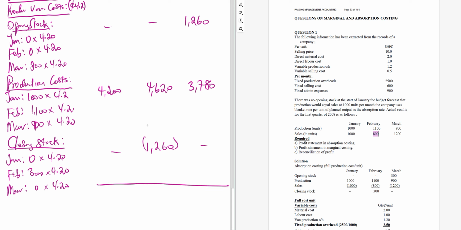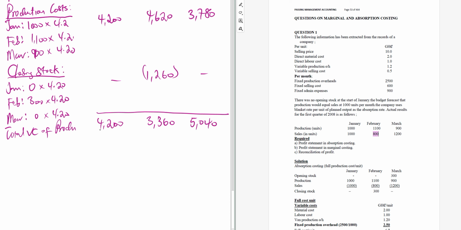Once we do this, we get the total variable cost of production. January is still 4,200. We do our 4,620 minus 1,260 for the next month, February, and we end up with 3,360. Then 1,260 plus 3,780, we end up with 5,040. Now that we've gotten the total variable cost of production, we need other variable costs.